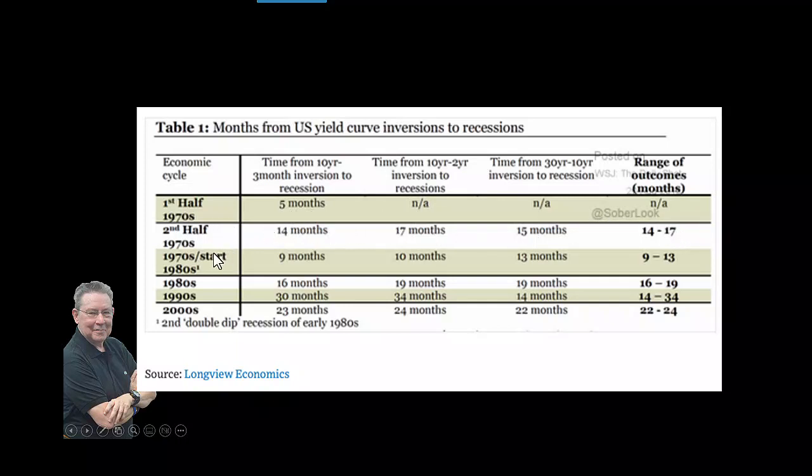These are the different yield curves, showing the months from US yield curve inversions to recessions. In the second half of the 70s, it would take a little over a year. Then in the 70s and 80s, about 12 months. Then in the 80s and 90s, a little bit longer, sometimes as much as 3 years. In the 2000s, almost 2 years in advance. So that tells us we're going to see a recession in 2023.